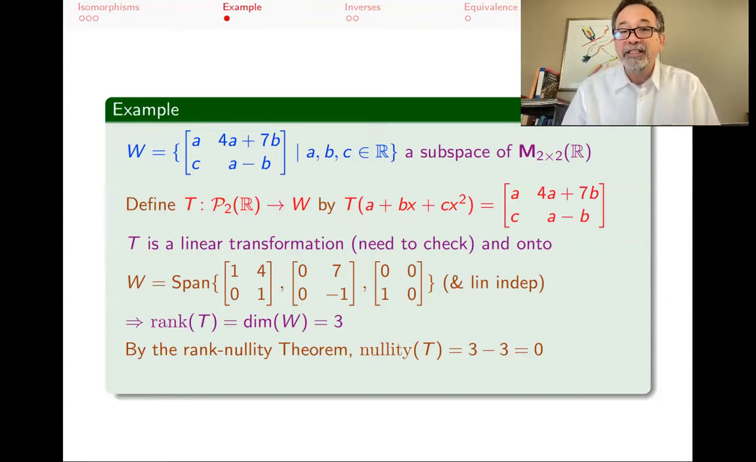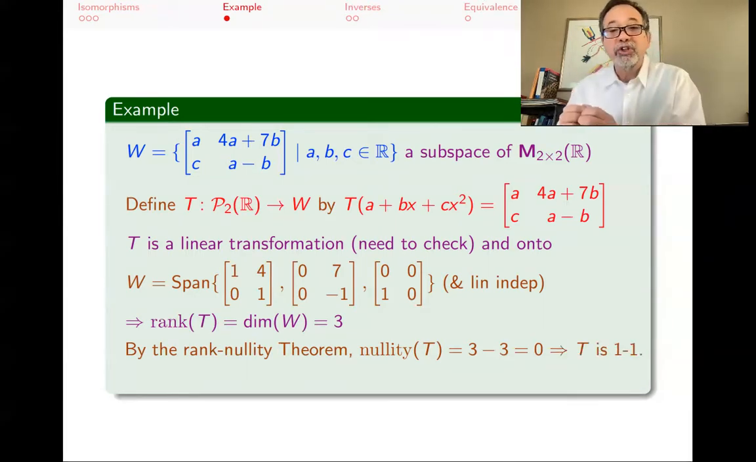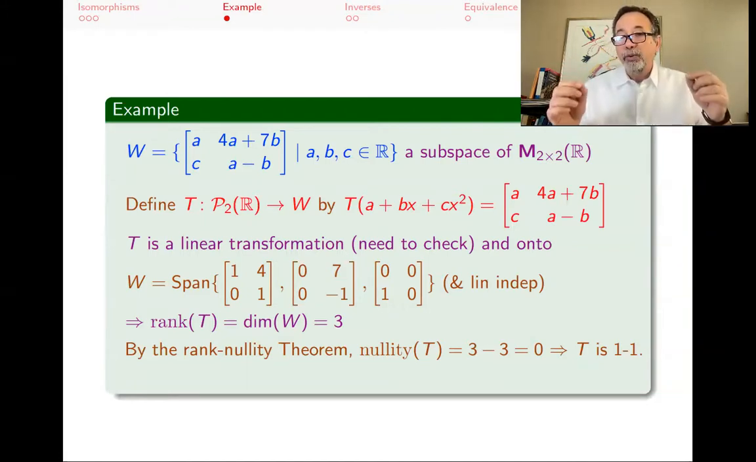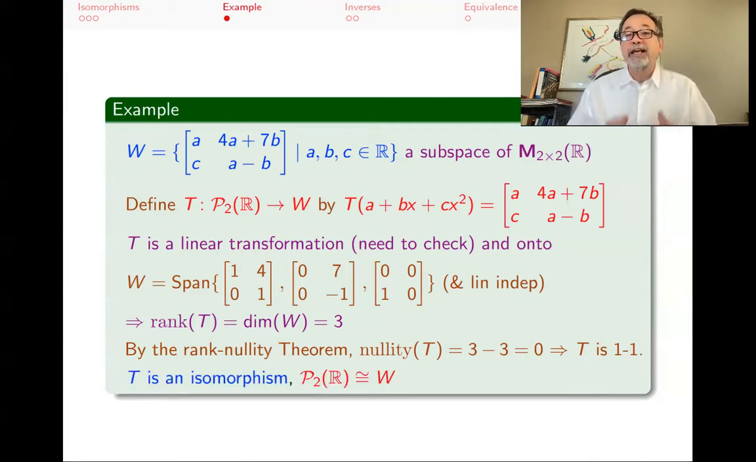nullity must be 0. Now, nullity is the dimension of the kernel, and if the dimension of the kernel is 0, that means the kernel is just the zero vector, and linear transformations have this wonderful property that you can tell if they're one-to-one just by looking at the kernel. You might wonder why. Well, you should watch the video on kernels, where it goes into much detail about the fact that kernels control one-to-oneness. So because the kernel is just the zero vector, and I get that because I know that the nullity is 0, T is one-to-one. And so T is an isomorphism.